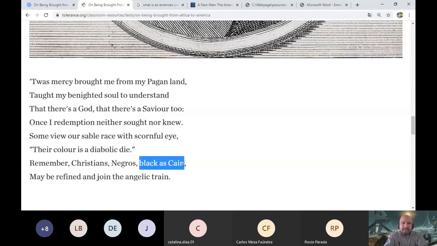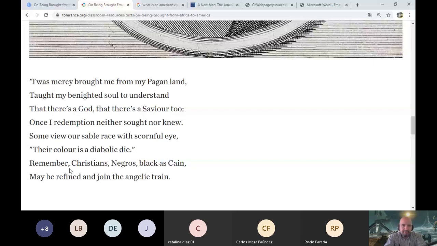There's a connection between darkness, between the black color and something evil, right? Devil. As black people being descendants of Cain, which is an evil figure, an evil biblical figure, the brother who killed his own brother.